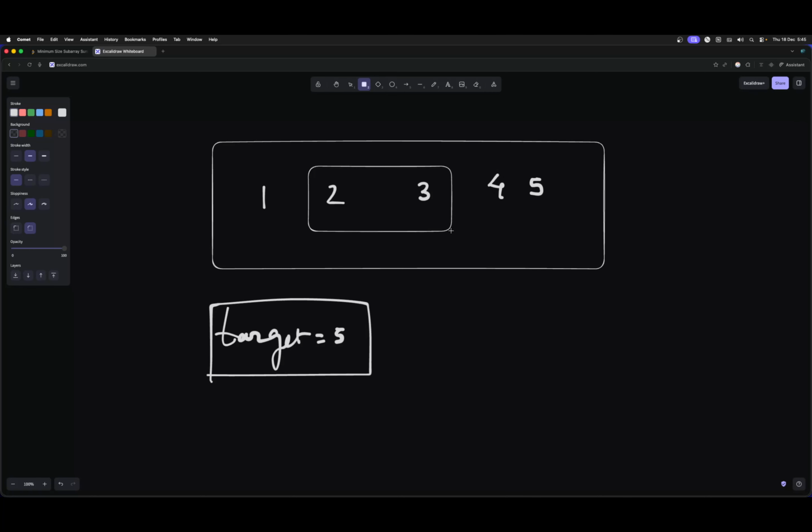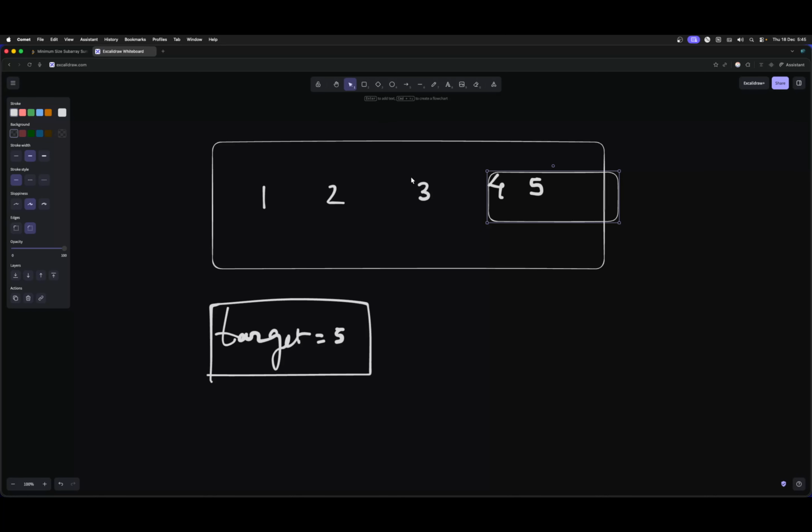So the first subarray is this simple one, because 2 plus 3 is 5. And the next subarray itself is this one. Nothing fancy, just straightforward things. So eventually the minimum length subarray will be of length 2, and that is the exact answer which we need to return. Once we have found this, we just return the answer. That's all. But how do we take care of this?